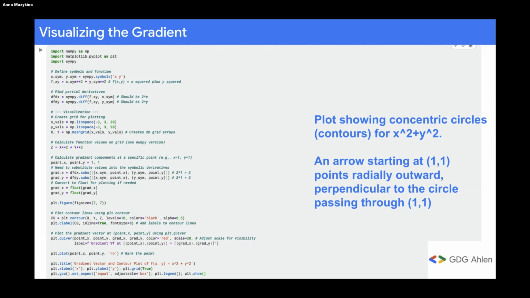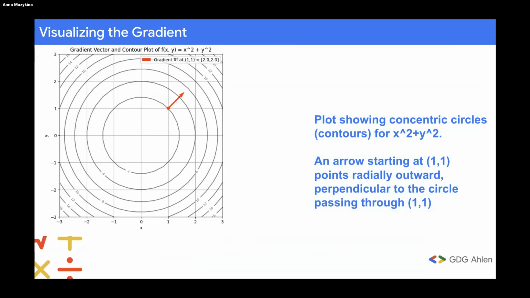The core plotting uses plt.contour to draw the contour lines, circles in this case, and plt.quiver to draw the gradient vector as an arrow starting at 1, 1. The plot shows the circular contour lines of f of x, y equals x squared plus y squared. The red dot marks the point 1, 1. The red arrow starting from the point is the gradient vector.